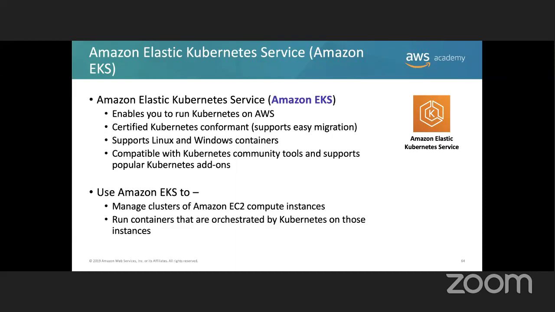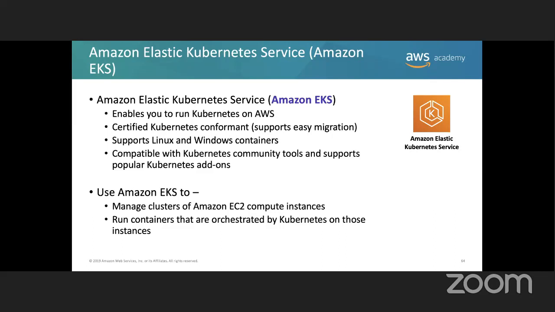Okay. Now, Amazon EKS automatically manages the availability and scalability of the cluster nodes that are responsible for starting and stopping containers, scheduling containers on virtual machines, storing cluster data, and other tasks. It automatically detects and replaces unhealthy control plane nodes for each cluster.